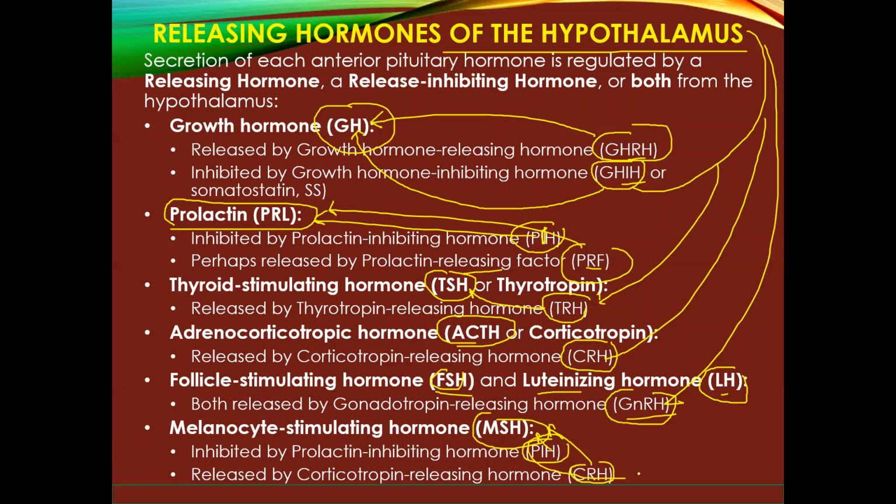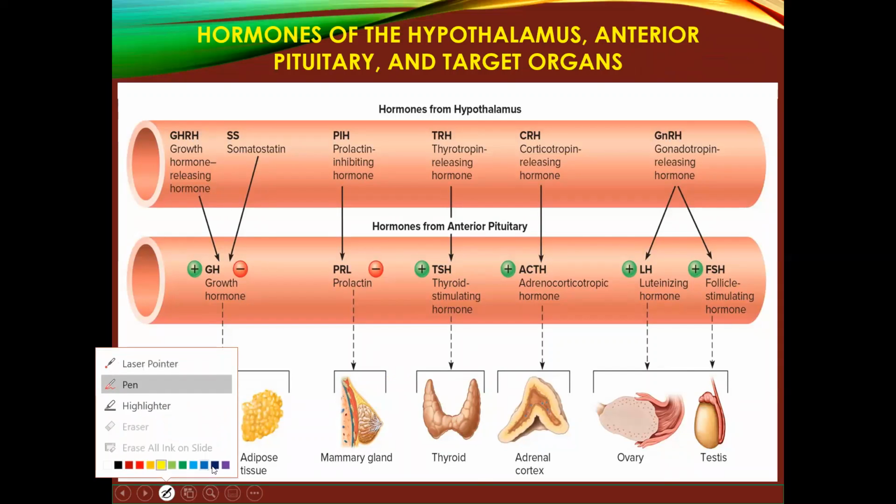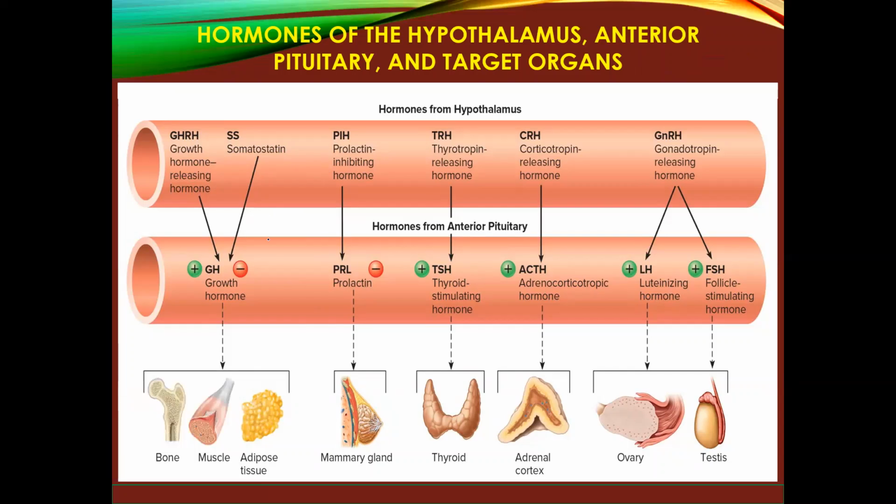So all of these hormones over here, they are produced by the hypothalamus in order to control these 7 hormones produced by the anterior pituitary gland. So again, the hypothalamus controls the anterior pituitary gland in hormone production and release. This is a diagram that's showing you how the control works.